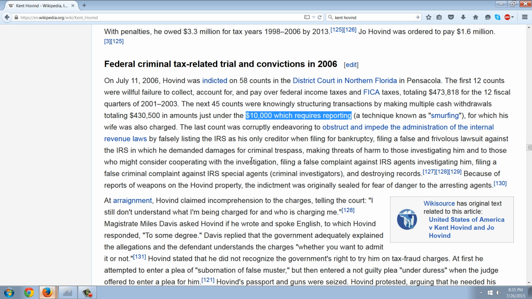Now, I don't know the facts on that. I believe the Hovinds argued that they ran a business in cash and that they had a payroll that they were doing. I don't know if the whole structuring law is just plain stupid, because if you think about it, if you have $10,000, which is the reporting limit, and then if you transact below that, you're trying to avoid reporting.